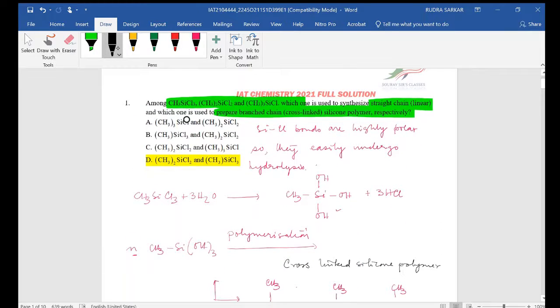Hence, our answer is going to be: the ones forming straight chain linear polymers or cross-linked polymers are going to be (CH3)2SiCl2 and CH3SiCl3.